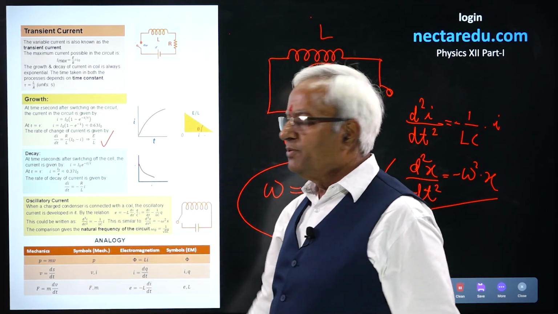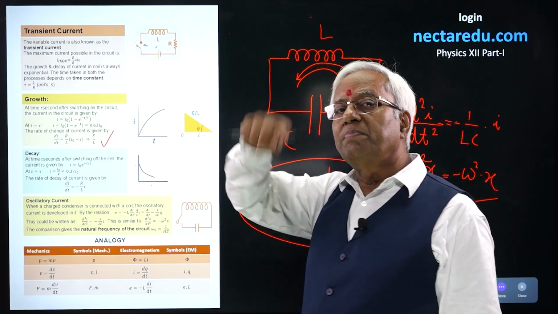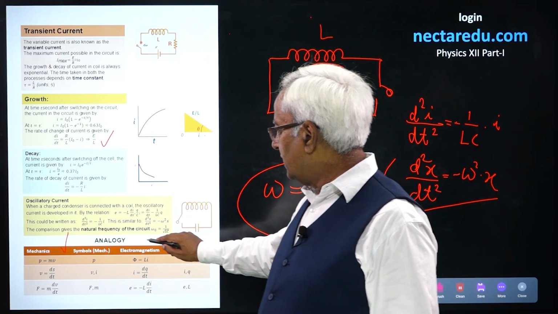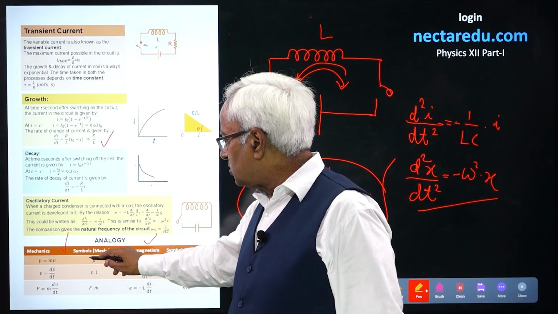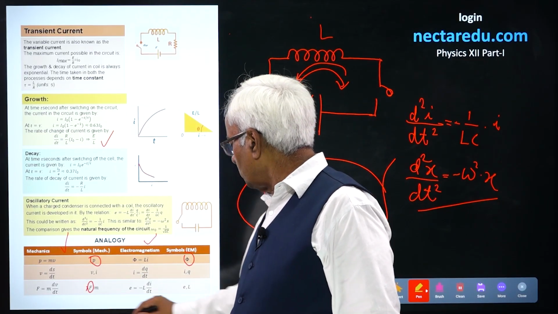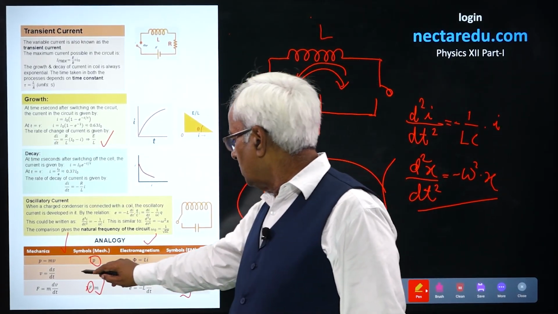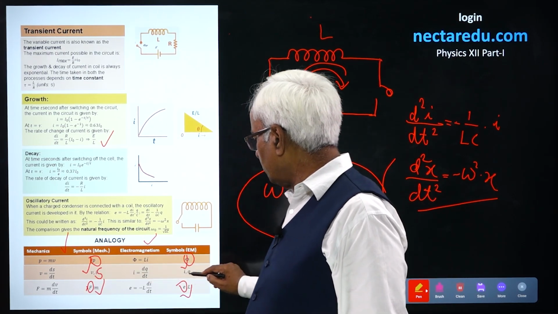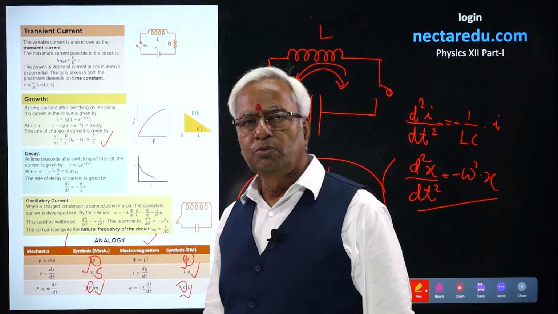Now is the time to compare the quantities that we came across in this chapter with mechanics. We have put equations of mechanics on this side and those of electromagnetism on this side, and we have established the analogy: momentum with flux, force with EMF, mass with self inductance, velocity with current, and displacement with charge. These are analogous to each other in the two branches.